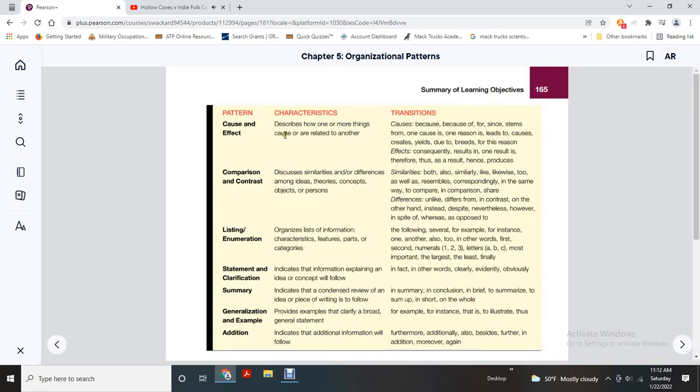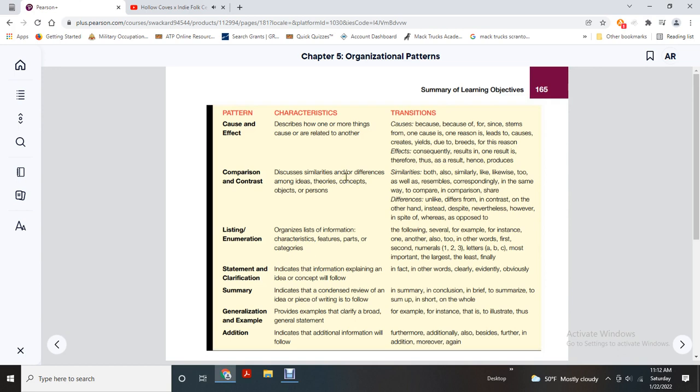Cause and effect describes how one or more causes are related to another, maybe because of the war, since, stems from, because of, one reason, leads to, cause of, creates, yields, due to, breeds, for this reason, affects, consequently, results in, one result is, therefore, thus, the result, hence, produces.